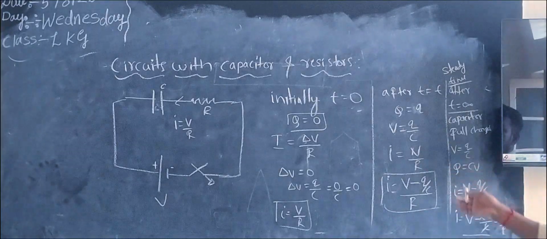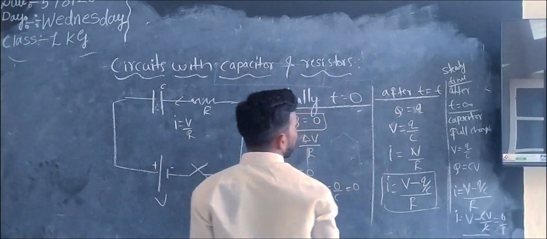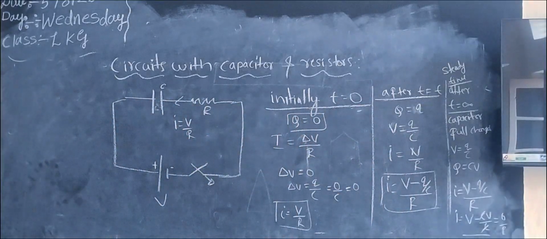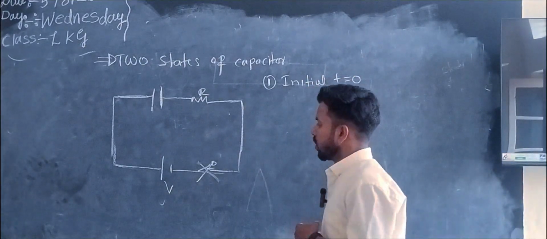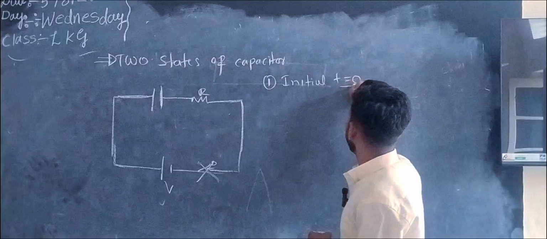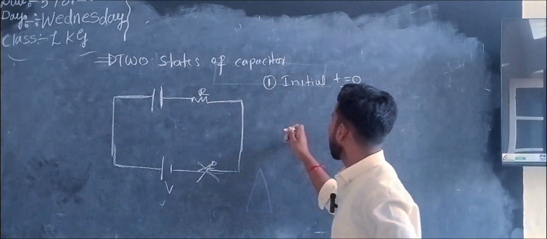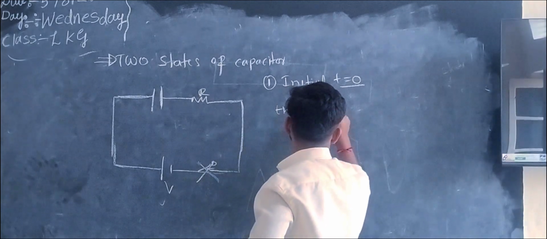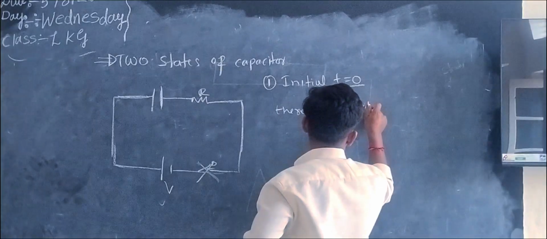This is what three conditions, right? You remember this condition. T is equal to 0. T is equal to 0 means at the initial time the capacitor has no charge, no flow, the capacitor does not reach. So it becomes like there is no capacitor.